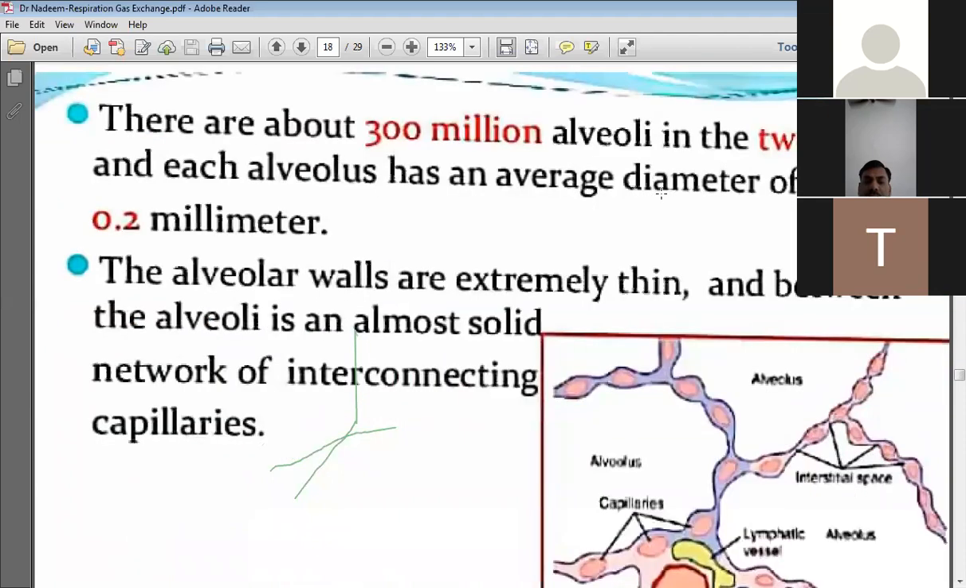Such is the amount of these alveoli. There are 300 million alveoli in the two lungs. Each alveolus has an average diameter of about 0.2 millimeter. There is no scarcity of alveoli in the lung. The main site for gaseous exchange between O2 and CO2.